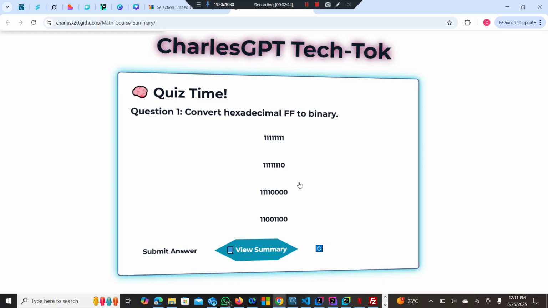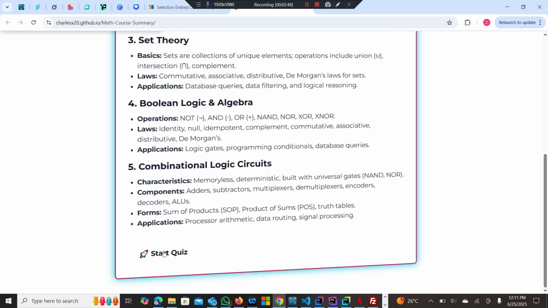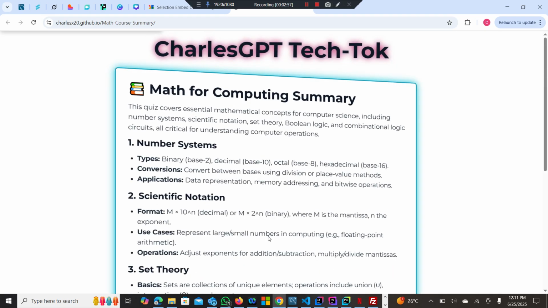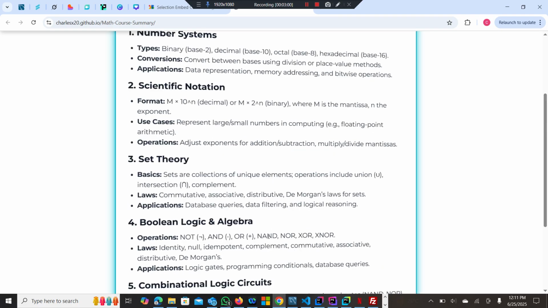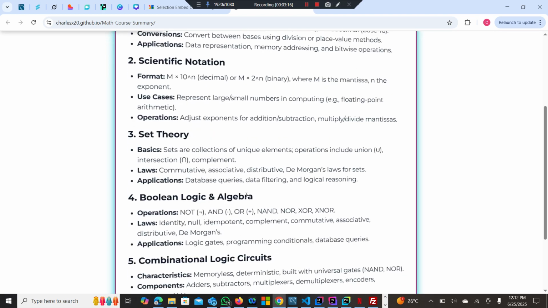If you see question 1, and I restart my quiz and start it again, you see the question changes. Let me restart it again and the question just changes. So it changes for everyone. Make sure you go to the description of this video and watch the other videos as well, courses 1, 2, 3, 4, and 5 on different topics: number systems, scientific notation, set theory, Boolean logic and algebra, and combinational logic circuits.